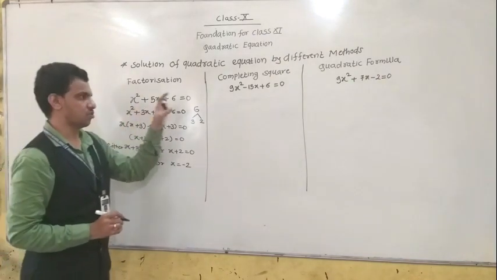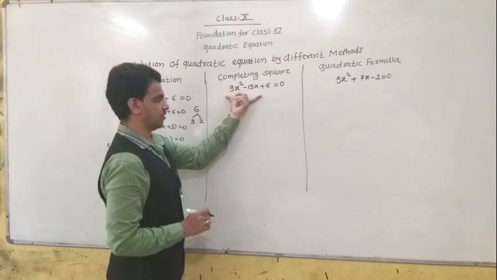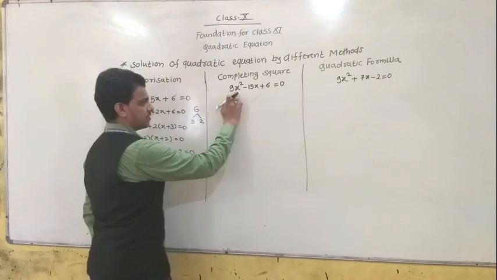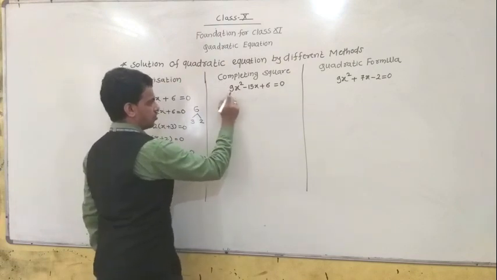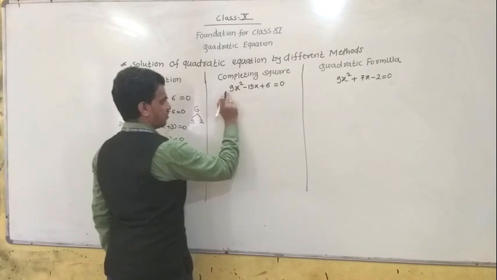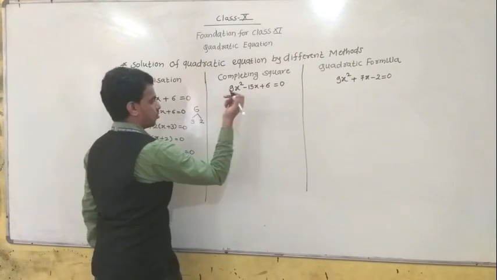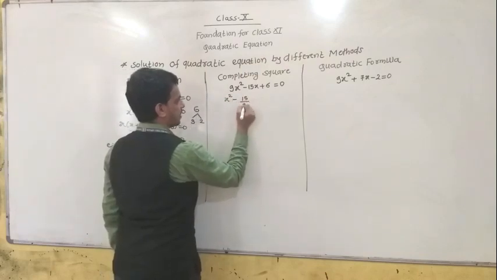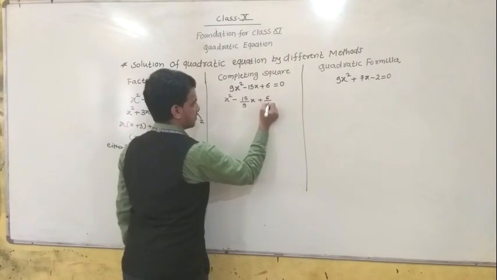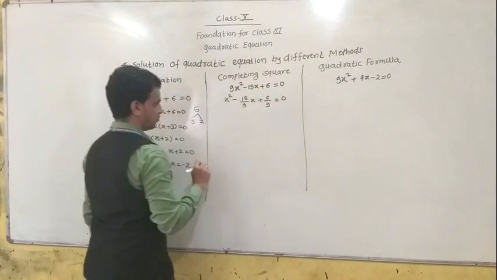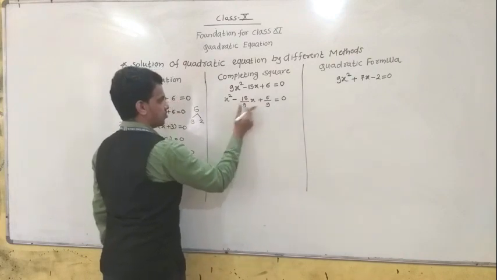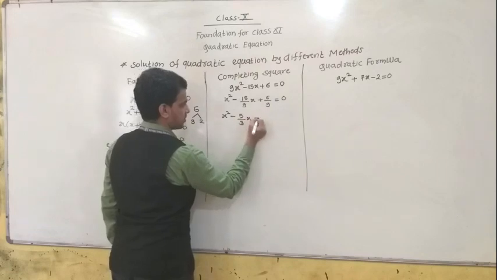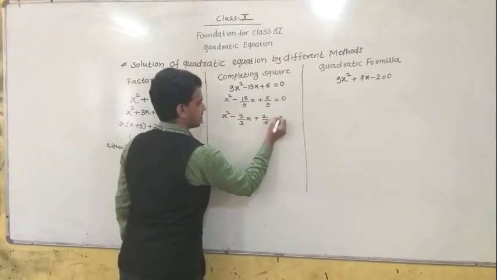Now we will solve another example by completing square method. So in this method, first we have to make coefficient of x square unity, that is 1. So here coefficient of x square is 9. So first we divide this quadratic equation by 9. So we will get x square minus 15 by 9 into x plus 6 by 9 is equal to 0. So here we can reduce this also. So x square minus 5 by 3 into x plus 2 by 3 is equal to 0.